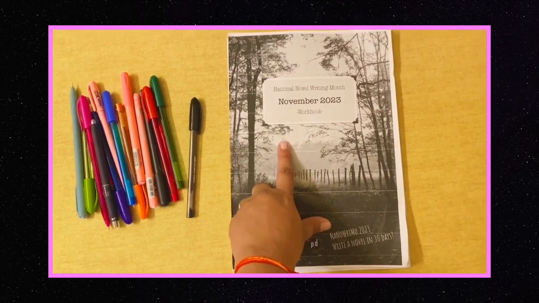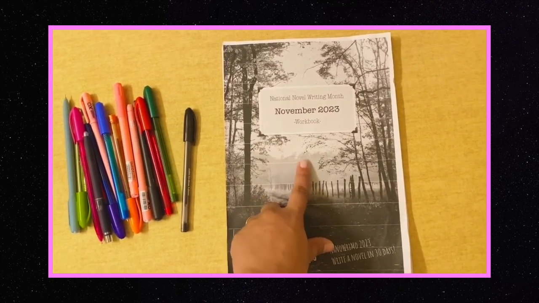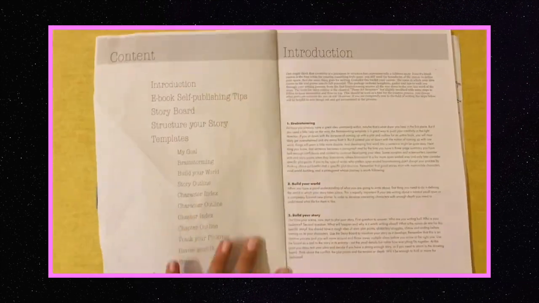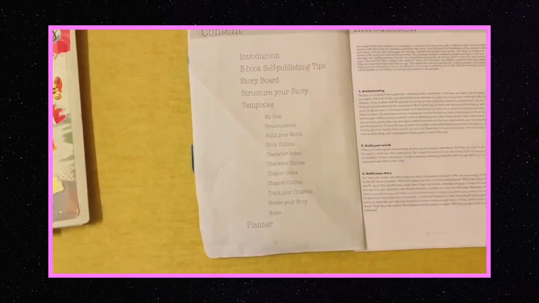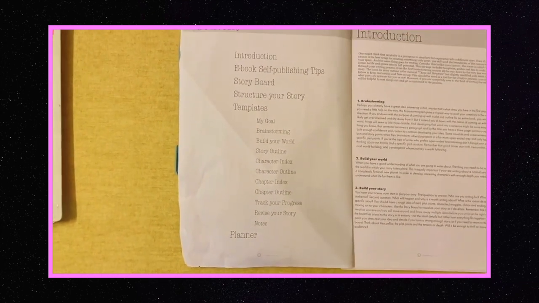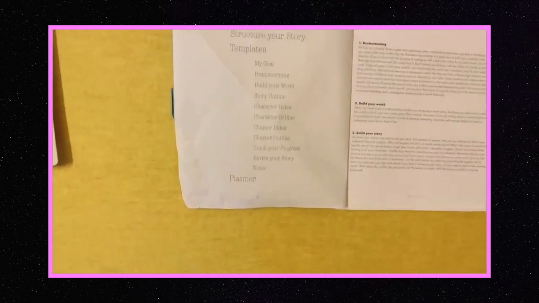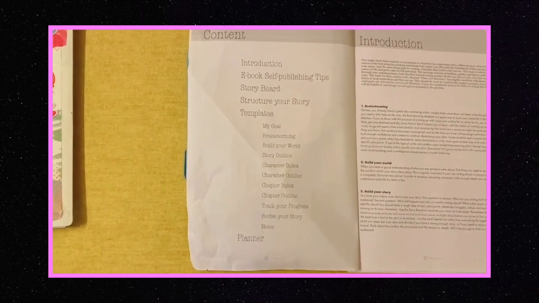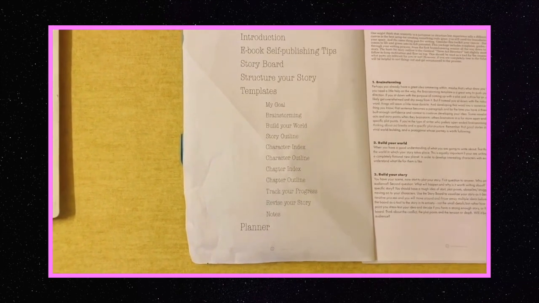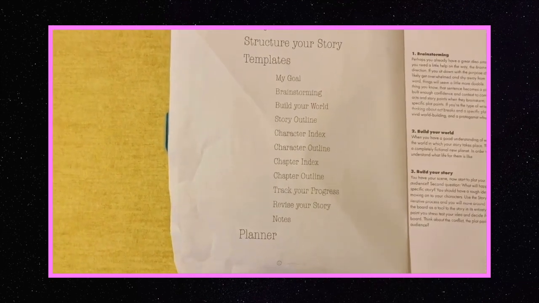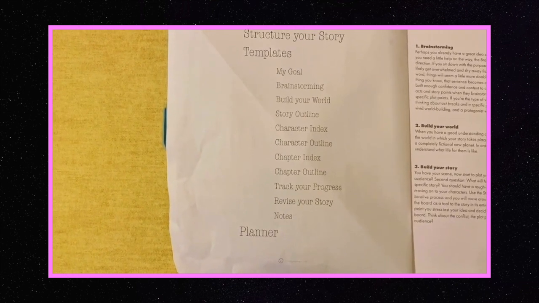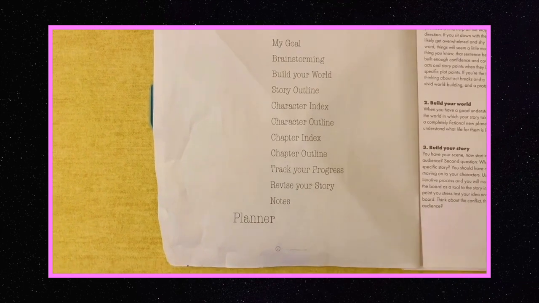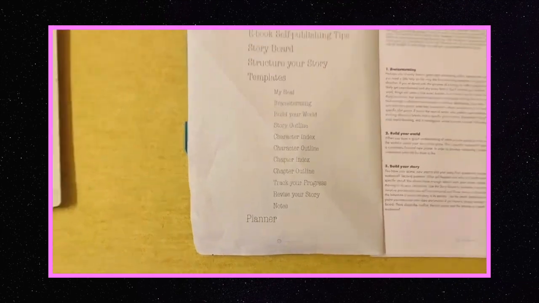Let's have a closer look. I've taken a black and white printout. You can take a colored printout, it would be more beautiful. So let's see the contents. As we can see, it contains an introduction, ebook self-publishing tips, then storyboard, structures of the story and templates. Then there are many subtopics like my goal, brainstorming, building the world, outlining of the story, character index and outlining, chapter index and outlining, tracking the progress, revising, notes and planner.